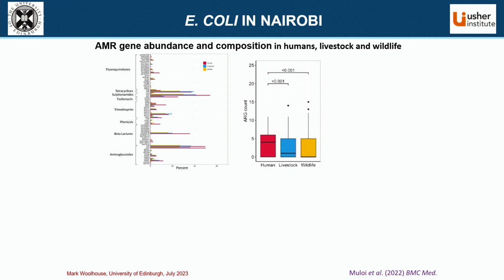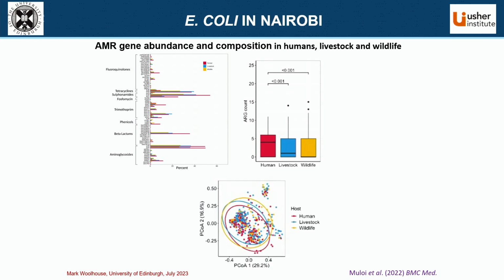The one on the left is by antimicrobial class. But you can also see on that there's a lot of variation. So we are seeing wildlife samples or livestock samples with very high antimicrobial resistance gene counts. But there is a clear pattern there. When you look at the composition of those genes, however, much less of a difference. So a huge amount of overlap between what we're seeing overall in humans, livestock, and wildlife.